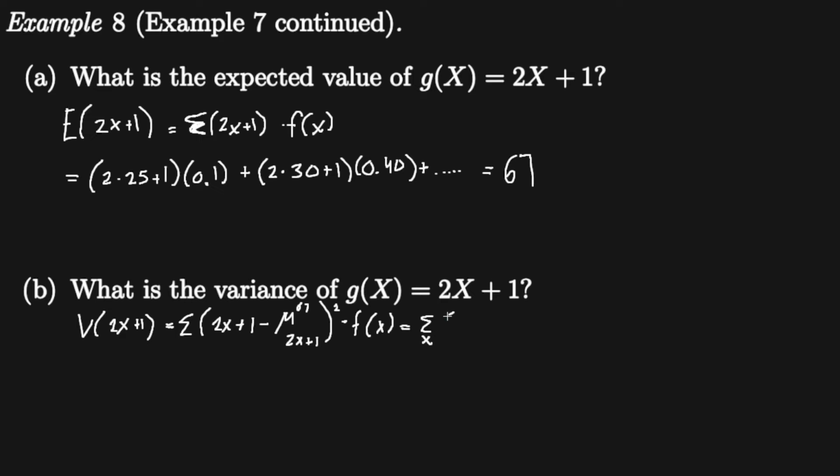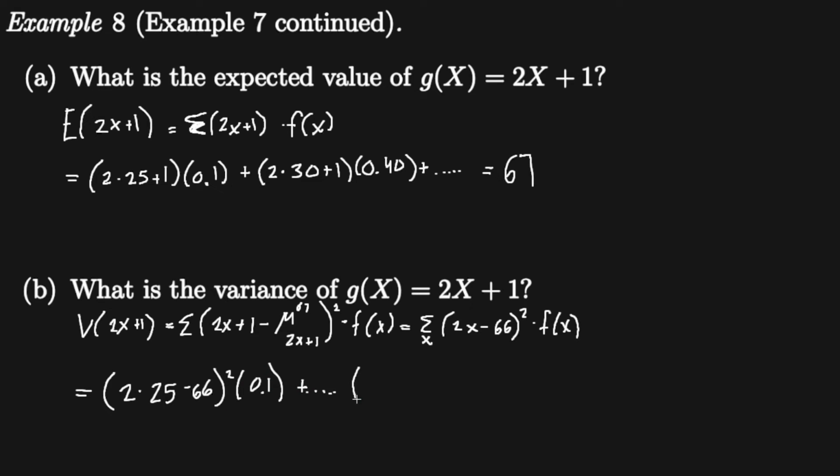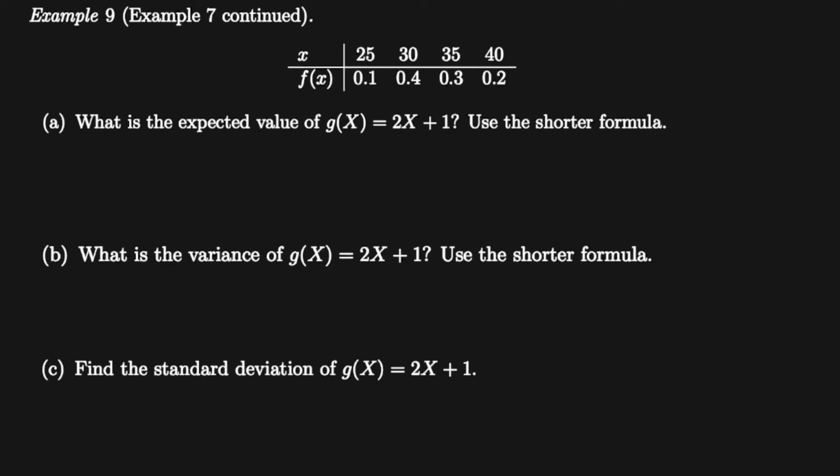So we continue on. We have the summation of x times (2x minus 66) squared times f of x, because 67 minus 1 is 66. Now if we do the math, we have 2 times 25 minus 66 squared times 0.1, dot dot dot, plus 2 times 40 minus 66 squared times f of x, which is 0.2, which would give us 84.